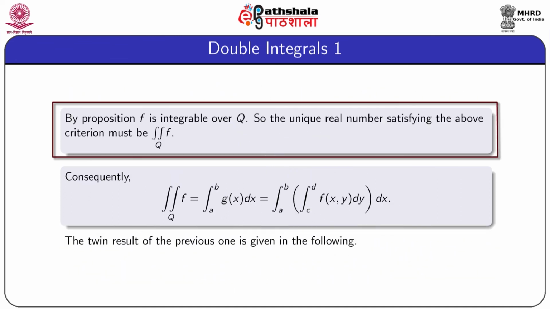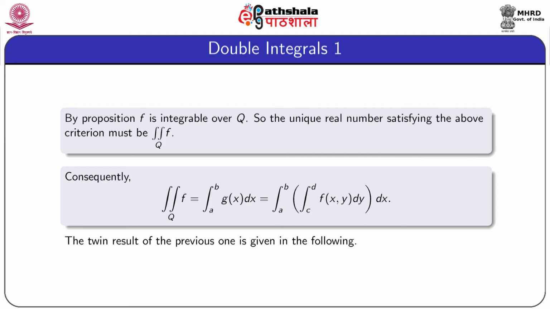By proposition, f is integrable over Q. So, the unique real number satisfying the above criterion must be the integral of f over Q. Consequently, the integral of f over Q equals the integral from a to b of g(x) dx, which equals the integral from a to b of the integral from c to d of f(x,y) dy dx.